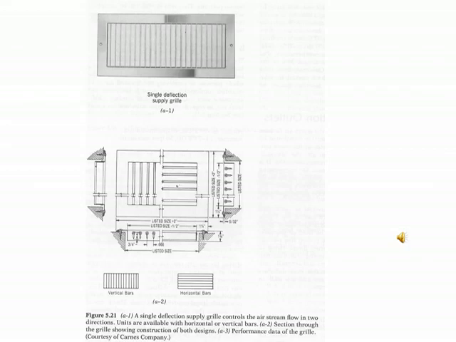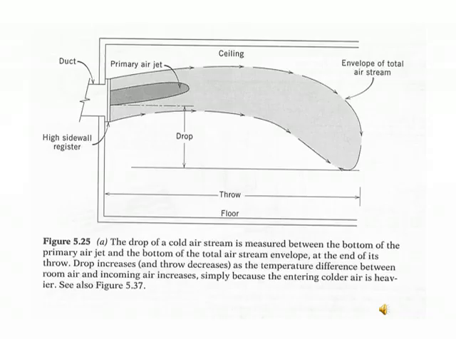Maybe the air jet. When the air is coming from the duct, you can see the primary air jet, and they are going through the ceiling, and the air will be drawn. So this is the envelope of the total air stream, so you see the throw and the flow. The drop of the cool air stream is measured between the bottom of the primary air jet and the bottom of the total air stream envelope.